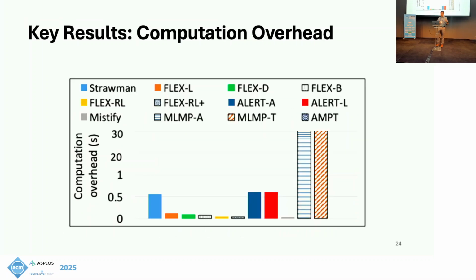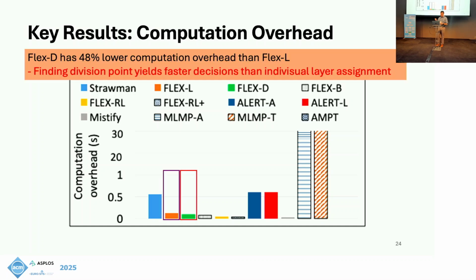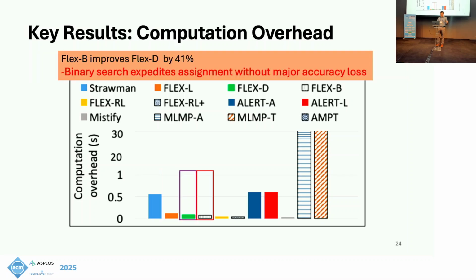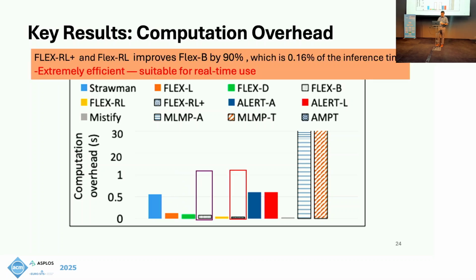And finally, we quantify the computational overhead of each method. The overhead measures the time from when the input arrives at the system to when the input starts the processing. Flex D has 48% lower computation overhead than Flex L due to finding one division point instead of individual layer assignments. Flex B improves Flex D by 41% by using binary search instead of linear search. And Flex RL Plus improves Flex B by 90% by using RL. And Flex RL Plus and Flex RL show similar performance when using the same RL method.